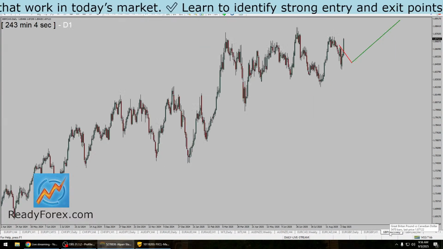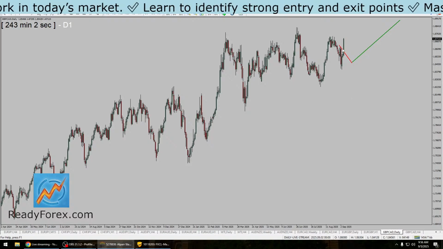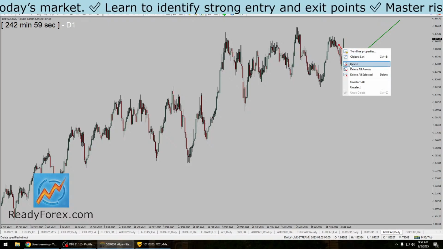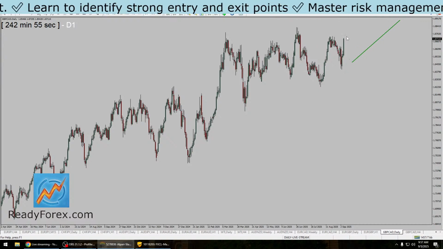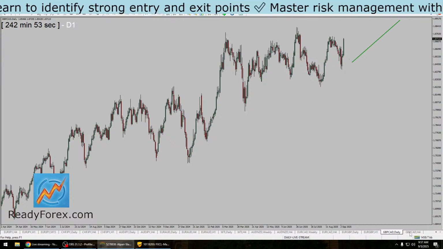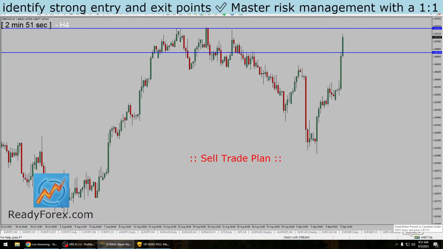Next one is the GBPCAD. GBPCAD is probably going to rise up more. This was the bearish pullback, we got it. Now I expect more upside inside the GBP versus Canadian dollar currency pair.